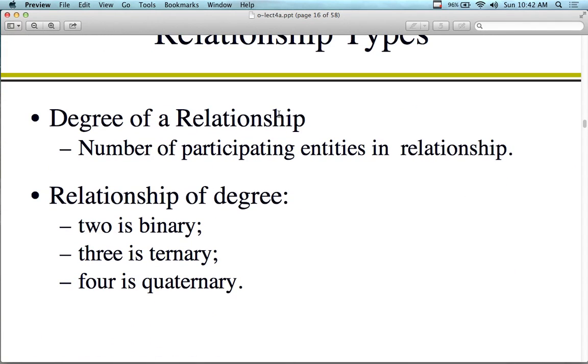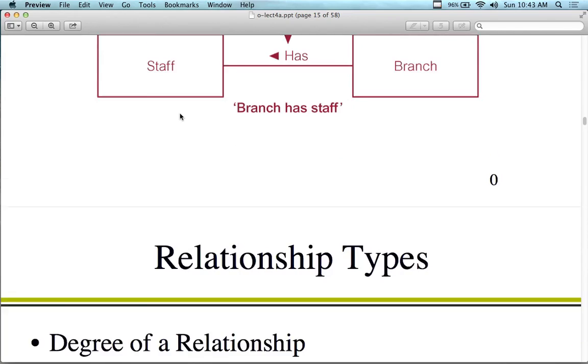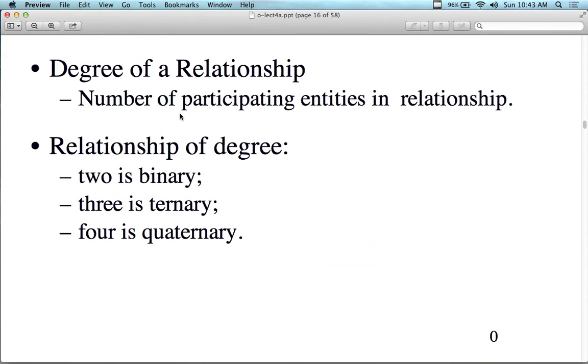So that's really referring to the degree. The degree of relationship is the number of participating entities in the relationship. This is 2. So we have a 4-degree one. We have 4 participating entities. We can have more than 4, but it gets kind of hard to draw it. Usually 4 is the max that we're going to represent in an entity relationship diagram.